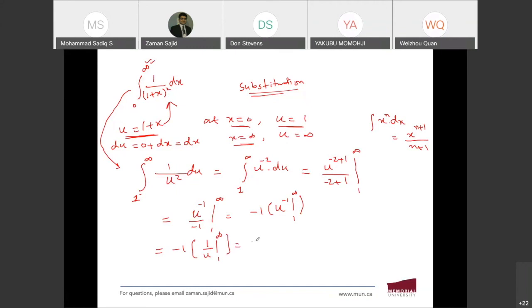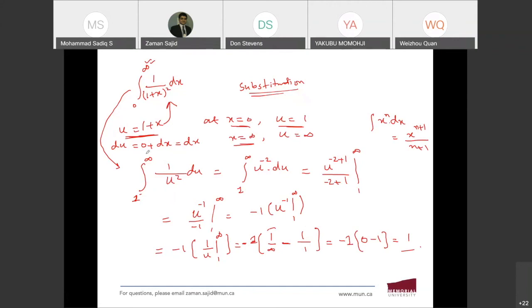Now in the next step, I can apply that. The upper limit applies first, and then we subtract and apply the lower limit, which is 1. And this minus 1 I'm missing here, so it will be minus 1 times this term, which will be 0. So you have 0 minus 1, and you get the answer of 1. So this is how you can use the substitution in order to solve your problem.